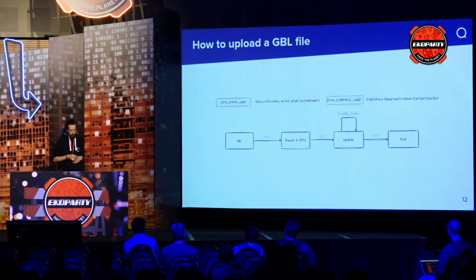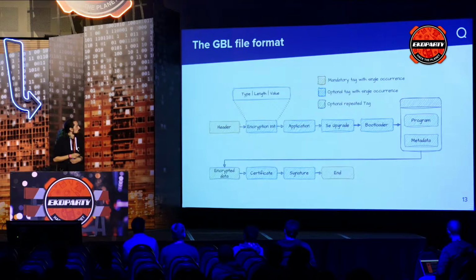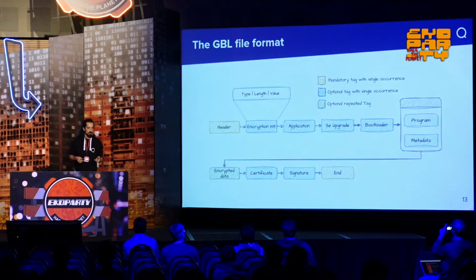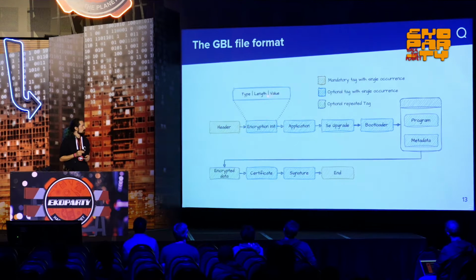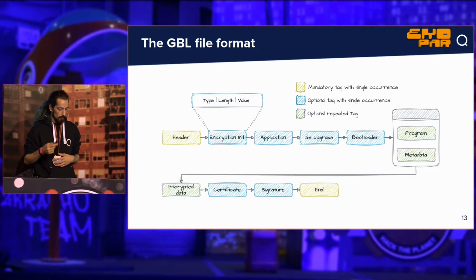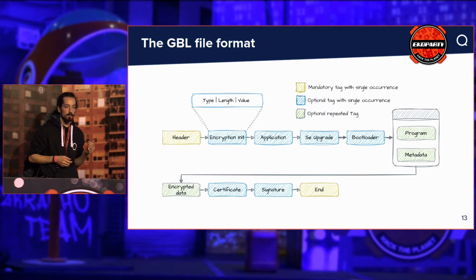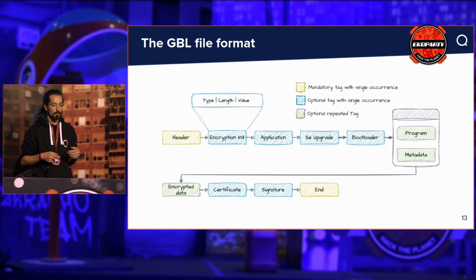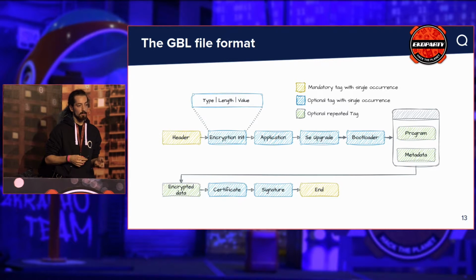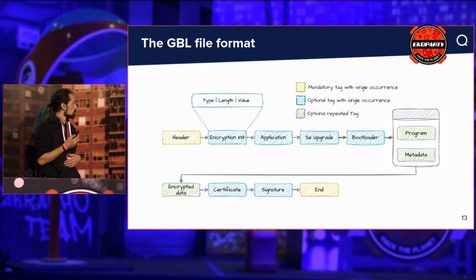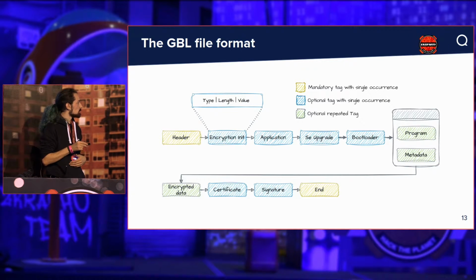Now let's speak about what the file looks like. This is the GBL file format. It's composed of a set of tags, and each tag is made of a type, a length, and a value. The type is like a magic byte that identifies it. Then there is a length field that defines the size of the remaining data. These tags vary in nature. You can have mandatory ones and optional ones. Some can occur multiple times. It depends on the type of the tag. Every GBL file must start with a header tag. This is mandatory. Then you can have any of these blue tags.